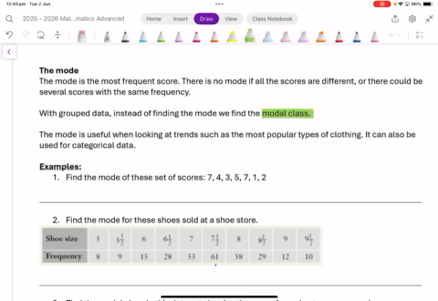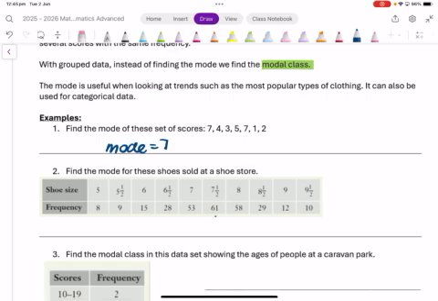So what is the mode of these sets of scores? 7, 4, 3, 5, 7, 1, 2. It's 7. Mode equals 7. Okay, to find the mode of these shoes sold at a shoe store, the highest frequency is what we're looking for. So, yeah, the mode is going to be 7.5 because it occurs the most frequently.